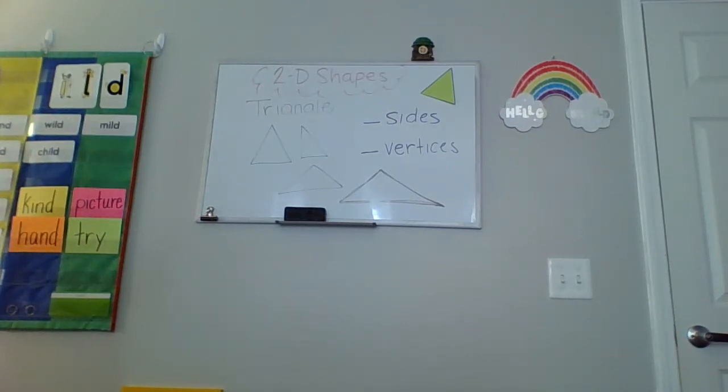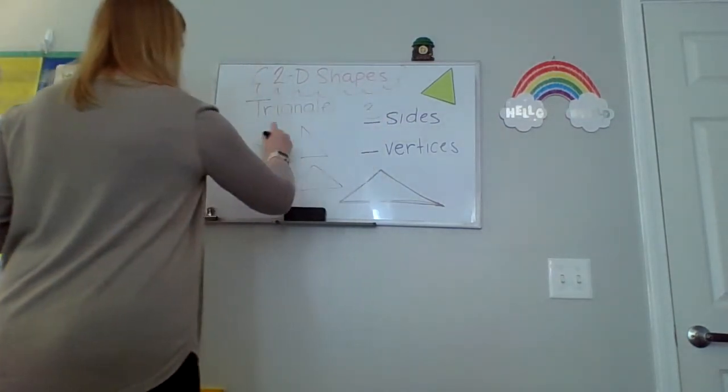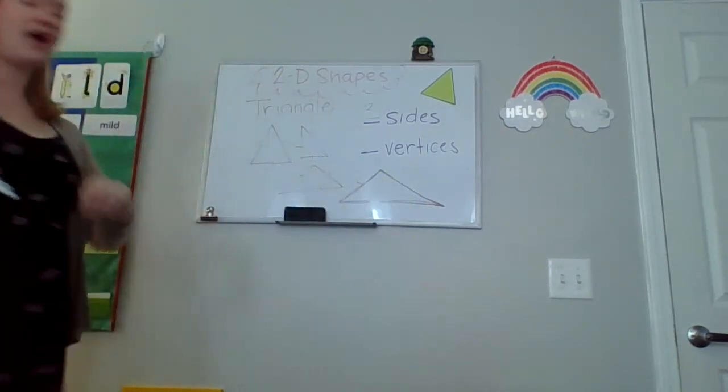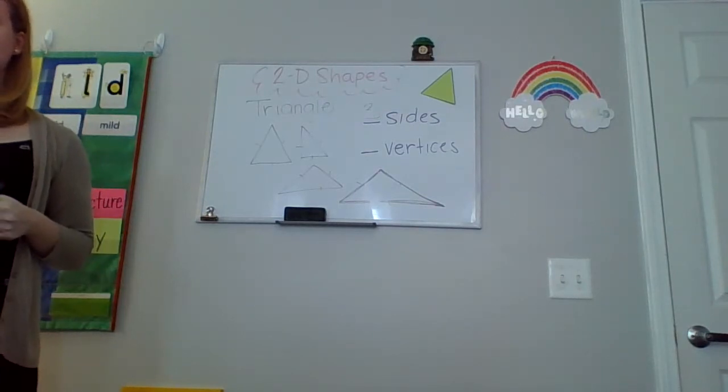So who could raise their hand and tell me how many sides a triangle has? How many sides a triangle got? Gauge. 3. 3 sides. Right. 1, 2, 3. Right. Good. Who could tell me how many vertices a triangle got? How many vertices does a triangle have?